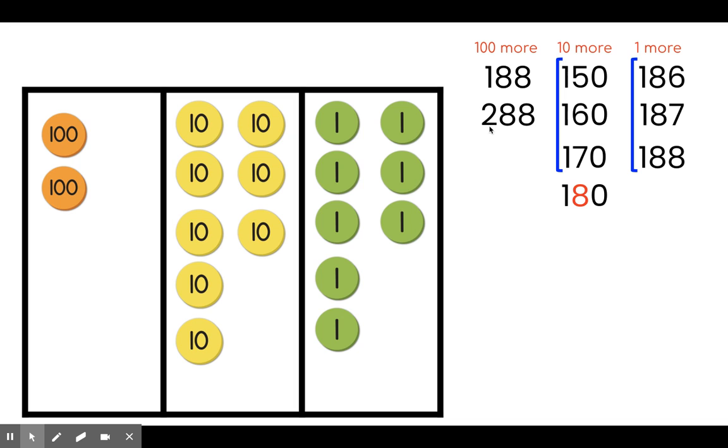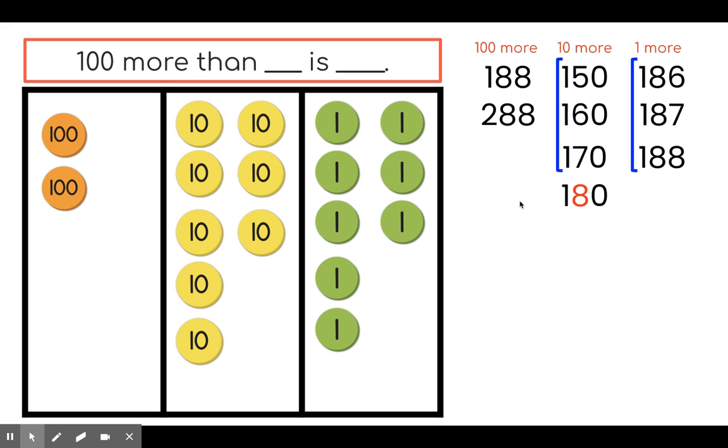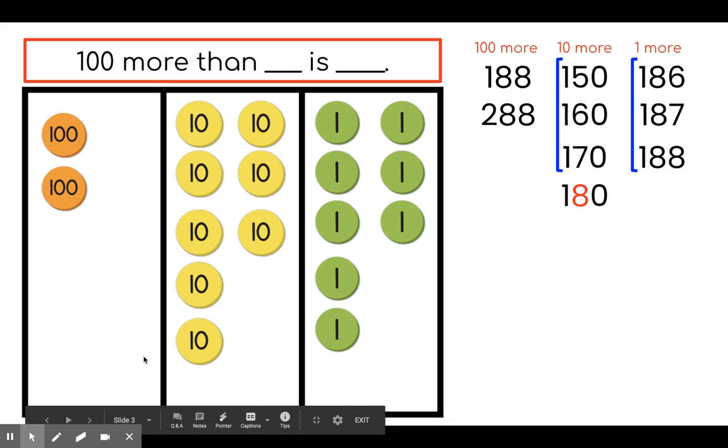If you said 288, you're correct. Can you already tell what place value spot is going to change each time we add one of these disks? Hundreds. We now have 288. Let's plug these numbers in this sentence. 100 more than 188 is 288.